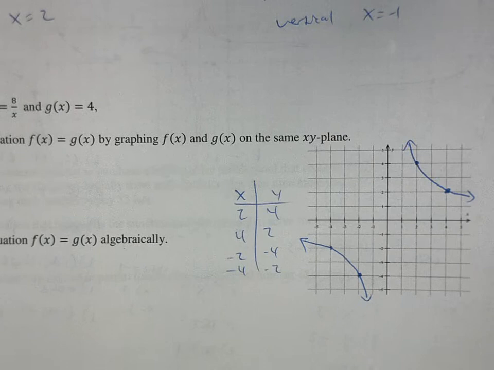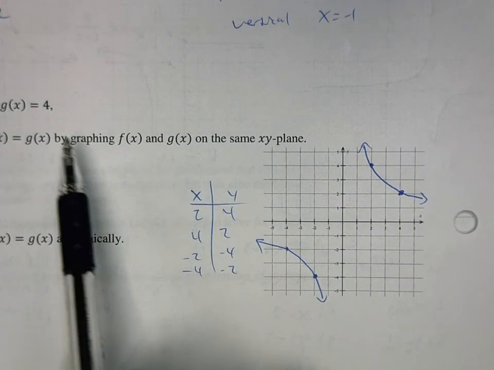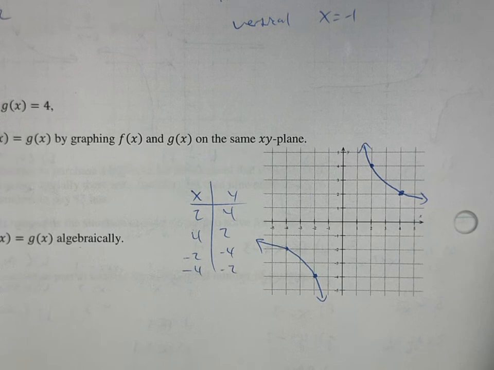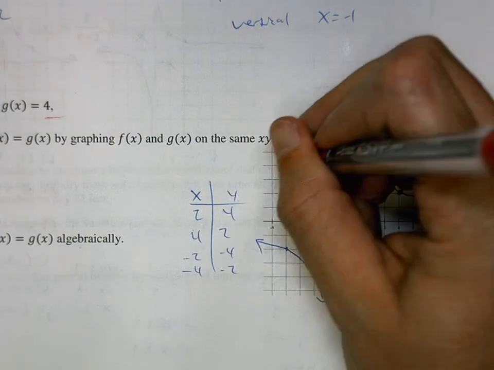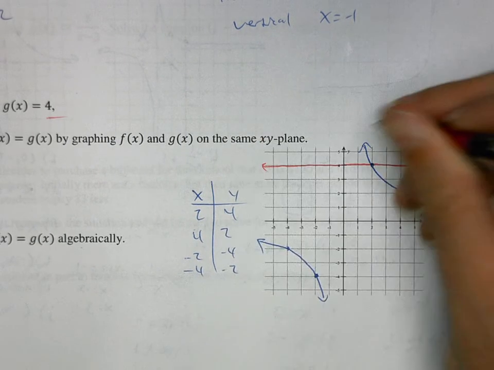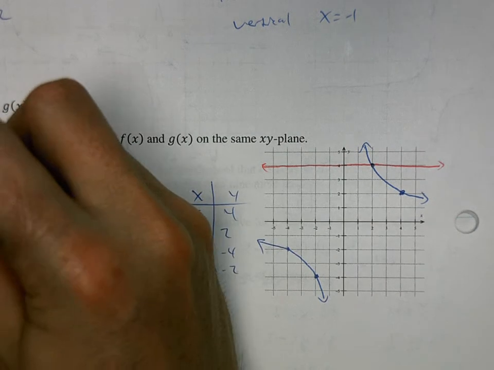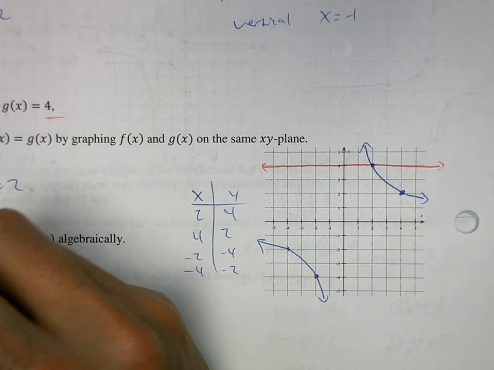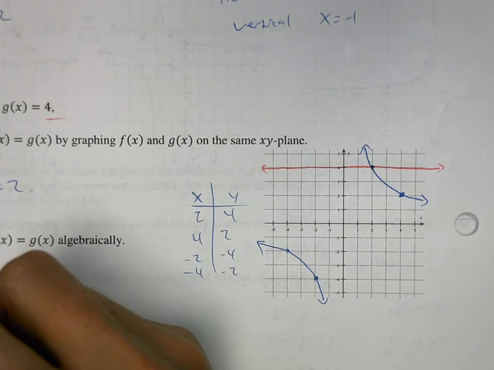And it says g of x equals 4, so let's do g of x in red. Since it's just equals 4, that means it is a horizontal line. And they cross right there at x equals 2. So therefore, your solution is x equals 2. Now solve it algebraically. 8 over x equals 4. Cross multiply. 8 times 1 is 8. 4 times x is 4x. Divide by 4 on both sides, and x equals 2.